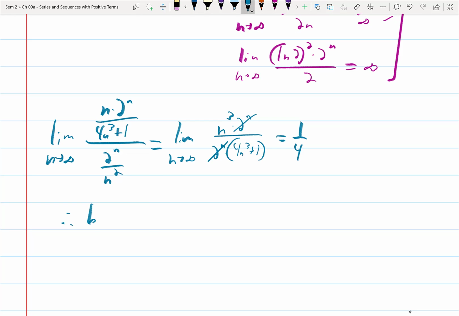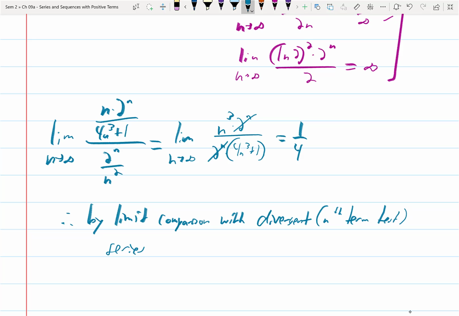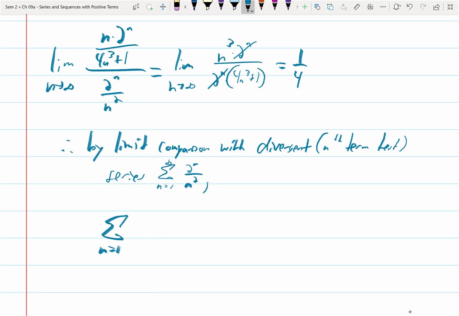So finally, by limit comparison, with the divergent series for reason of the nth term test, the sum from n equals 1 to infinity of 2 to the n over n squared, this series, the sum from n equals 1 to infinity of n times 2 to the n over 4n cubed plus 1, diverges.